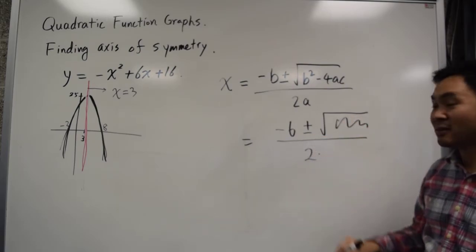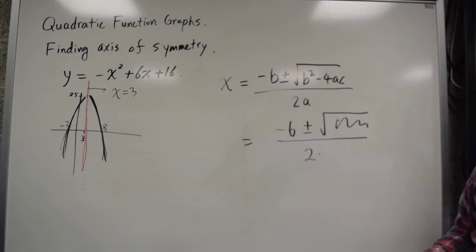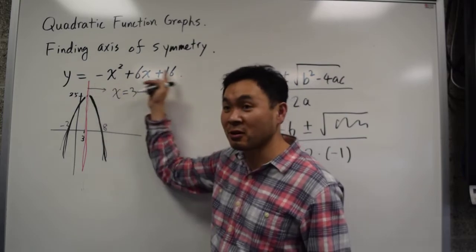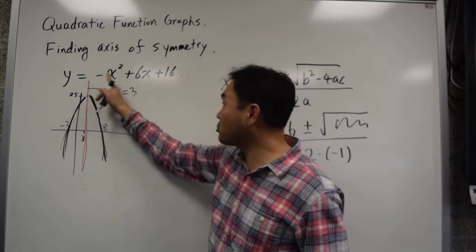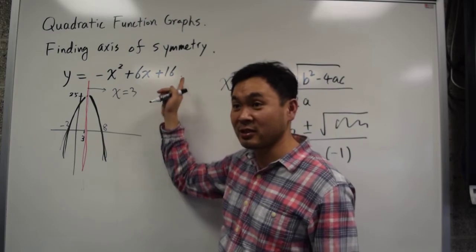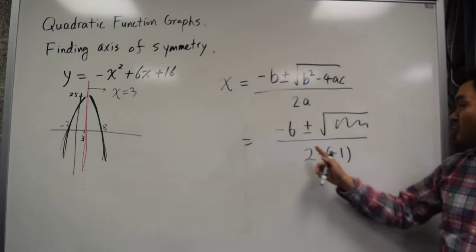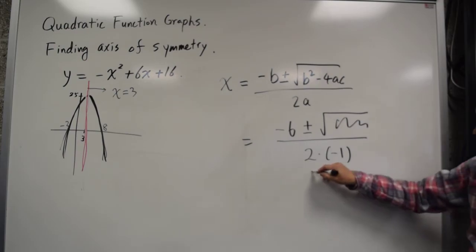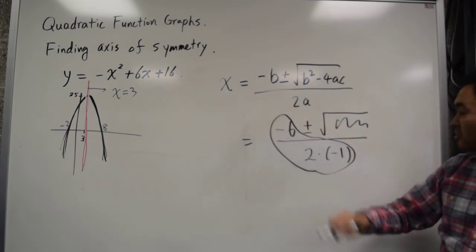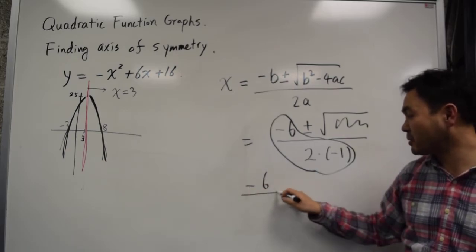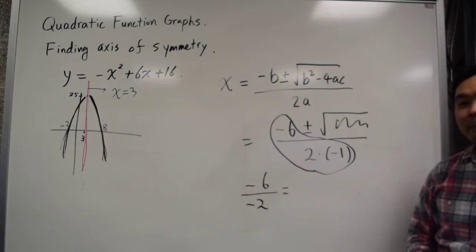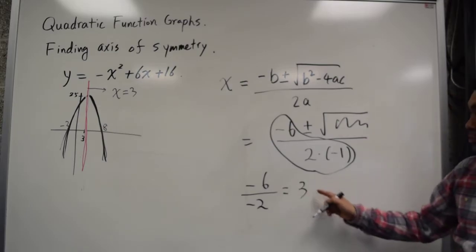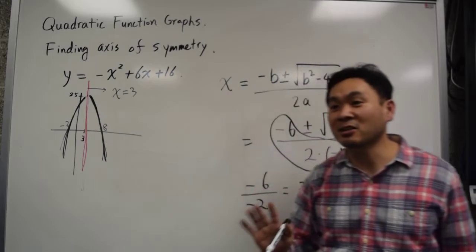2 times what? Negative 1. A is negative 1, right? This is the standard form of the parabola, and A is negative 1, B is 6, and C is 16, right? Now look, what is this? This is negative 6 divided by negative 2. Can you simplify this? 3. That's 3. And that 3 is the same as this 3, and that's not a coincidence.